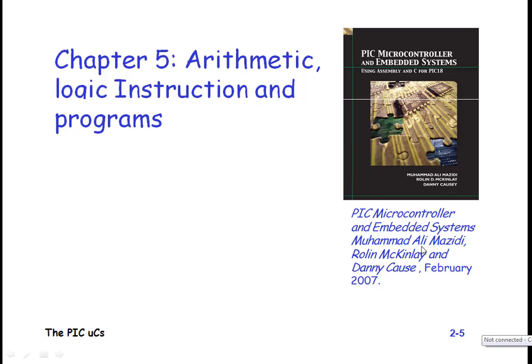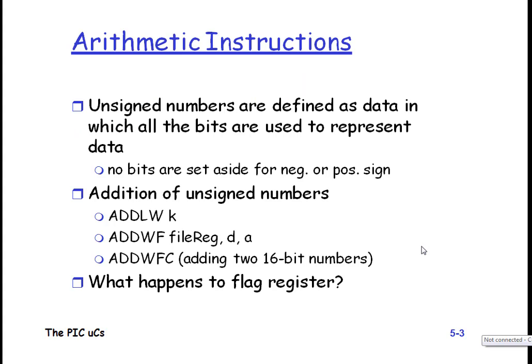So from the next topic, it's topics from chapter number 5 of this book, and our topic is arithmetic and logic instructions, which we will use for program purposes. Arithmetic instructions: unsigned numbers are defined as data in which all the bits are used to represent data. So no bits are set aside for a negative or positive sign.